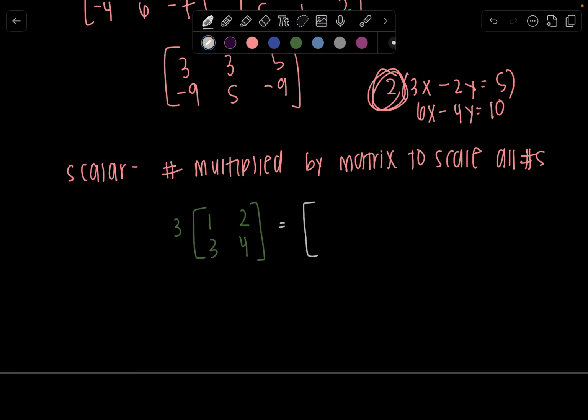So as in the top left, 3 times 1 is 3. Top right, 3 times 2 is 6. Bottom left, 3 times 3 is 9. And bottom right, 3 times 4 is 12. And that's it. You just scaled it. You multiplied everything by 3. All right.